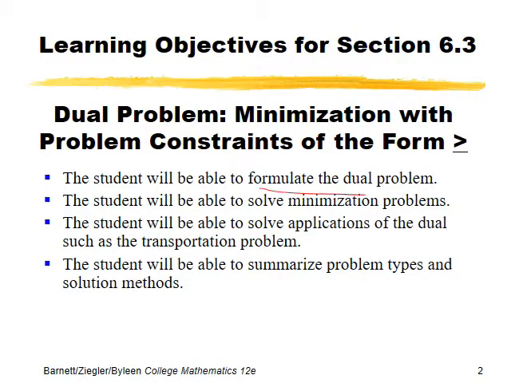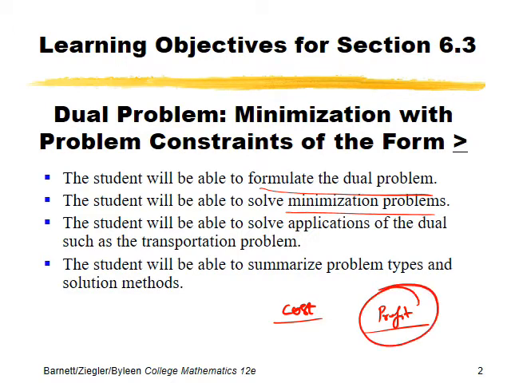You will be able to formulate the dual problem, and then you will be able to minimize the problem. If you are given the cost function, we always try to minimize our cost. Whatever business we are running, that doesn't matter, we always try to minimize the cost. And if you are dealing with profit, like we did before the midterm, we try to maximize the objective function. We deal with maximization in case of profit, and with minimization in case of cost function.